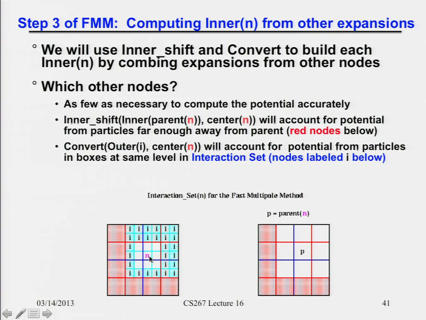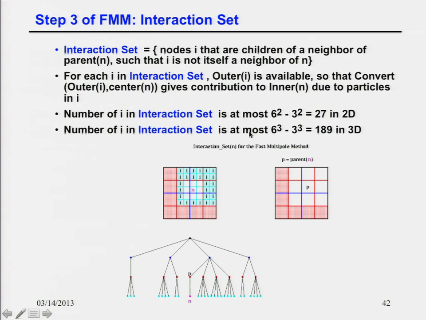Okay. So now I will do the counting. How much did that cost? Well, there's only a small number of these guys because they're far away. And so I just need to count the interaction set. And if I look at this box, it's 6 by 6, so there's 36 vertices there. I'm not going to do the 9 nearest neighbors, so there's 36 minus 9 or 27. So that's the cost to do that.